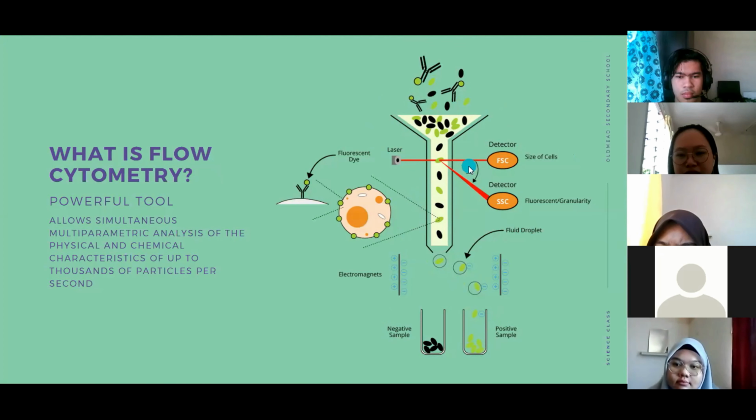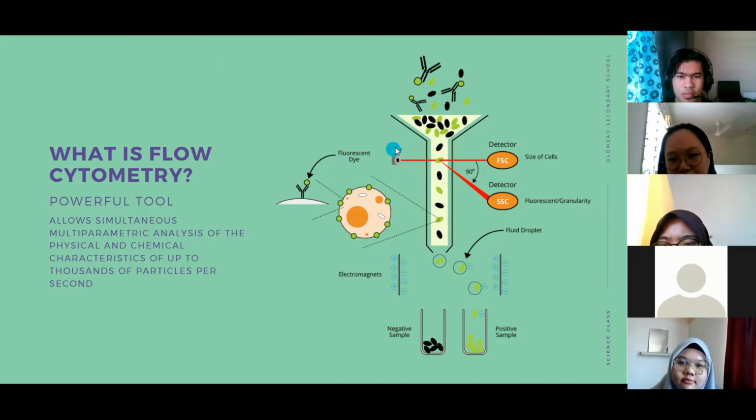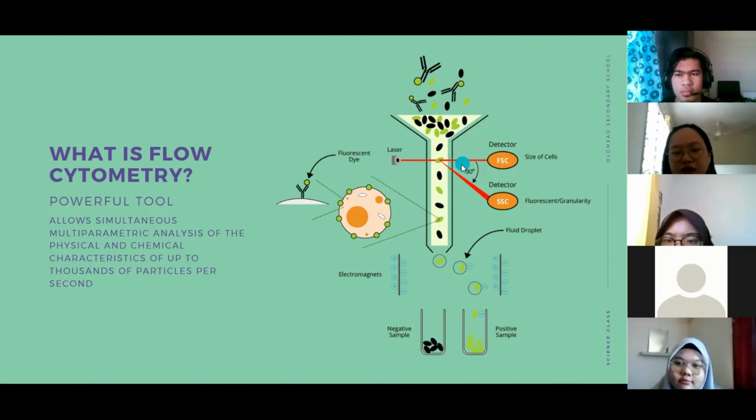So we will first label the heavy chain and the light chain with orange and green fluorescent respectively. So when the laser hits on the cell line that has both the fluorescence, they will produce data, and the data will be collected by the detector. So the more the antibody produced, the higher the fluorescent signal will be.